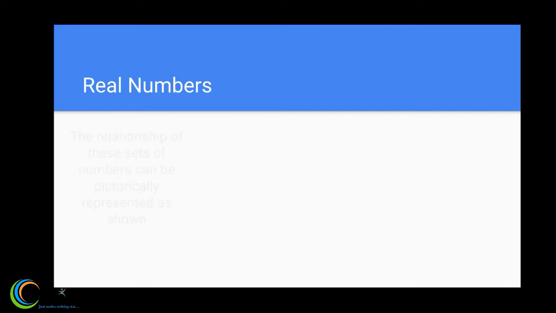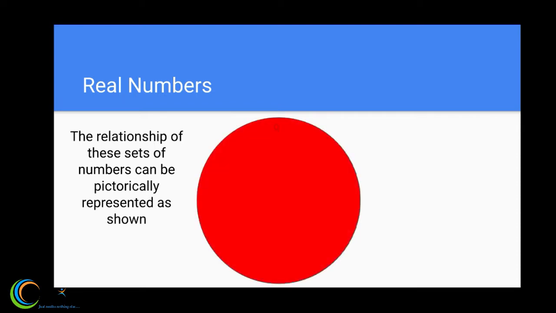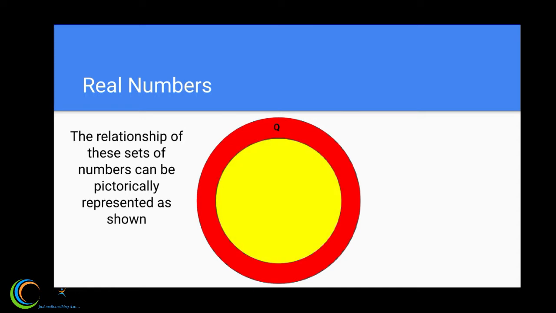The relationship of these number sets is pictorially represented as shown here. First one is the set of rational numbers. It includes the set of integers. That also includes the set of whole numbers, and the set of whole numbers includes the set of natural numbers. This is how these four sets of numbers are related to each other.